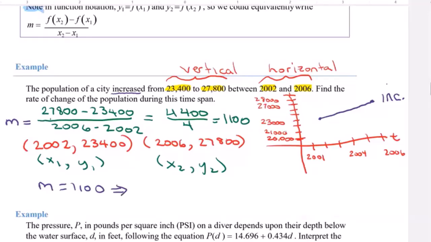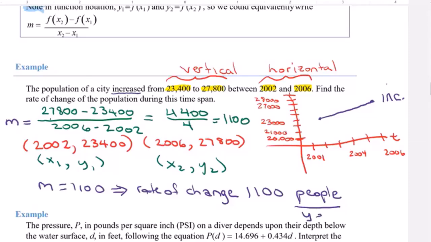And I can say that my rate of change is 1,100 people per year, because I have my population in the numerator and I have my year in the denominator. So on average, my city is increasing at a rate of 1,100 people every year. Okay.